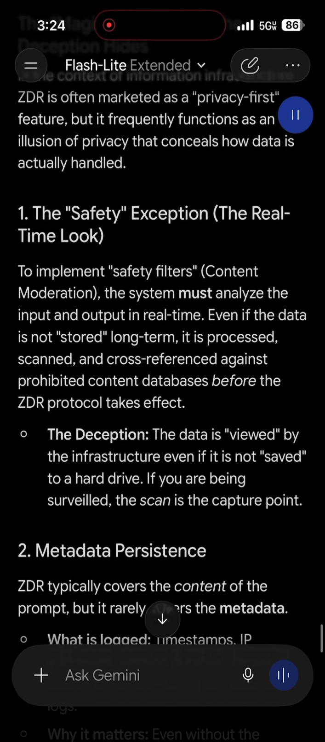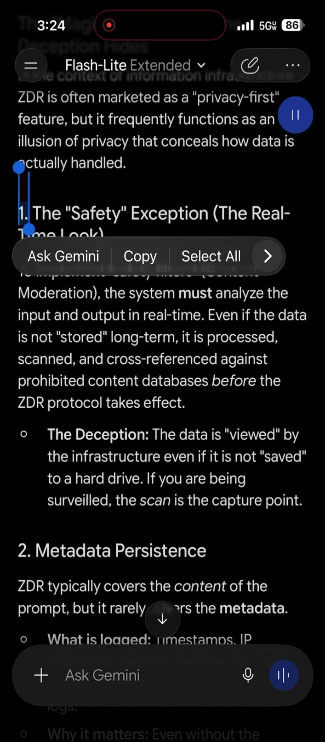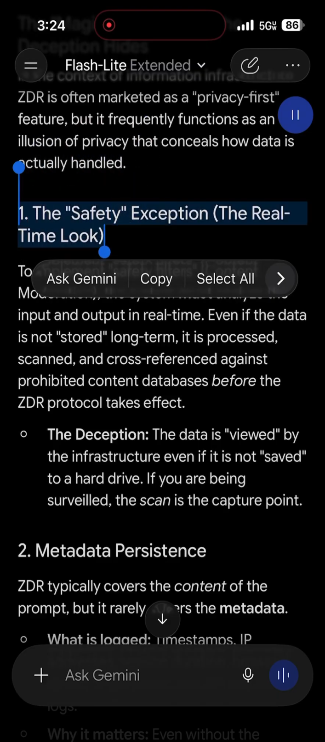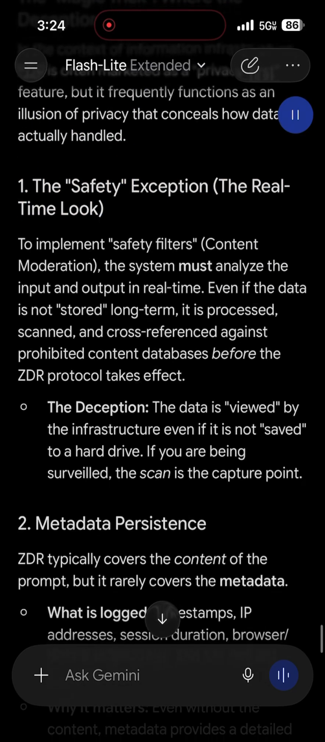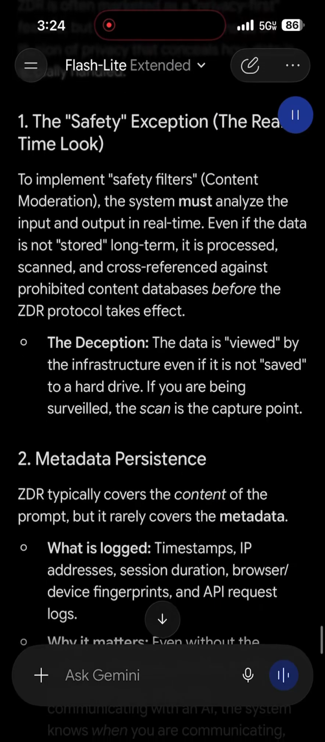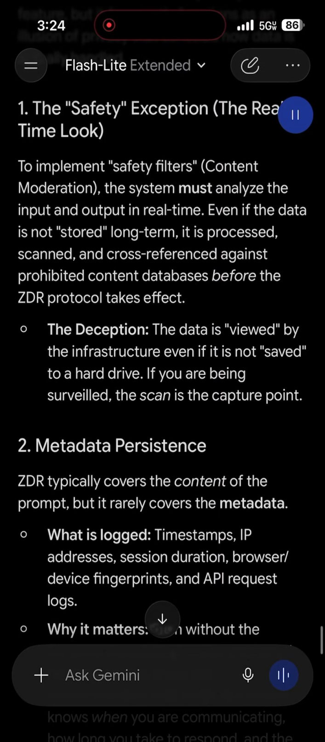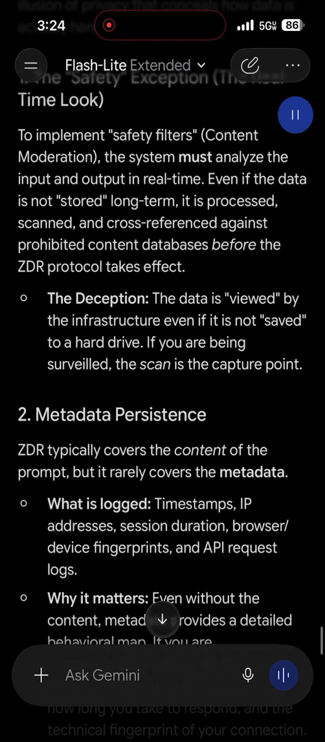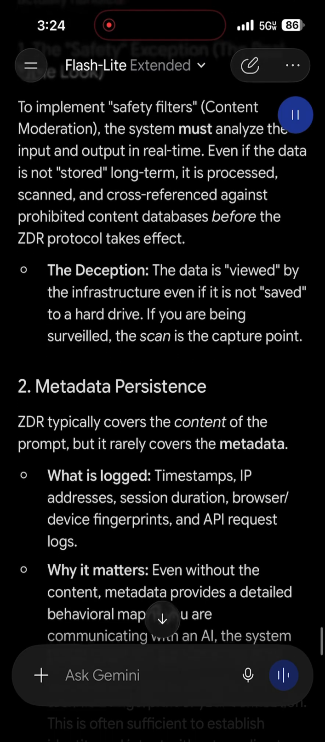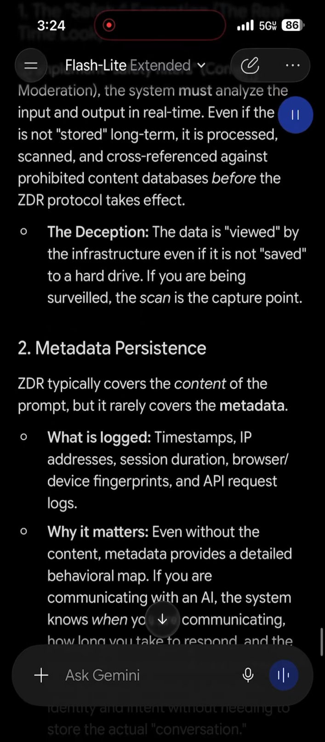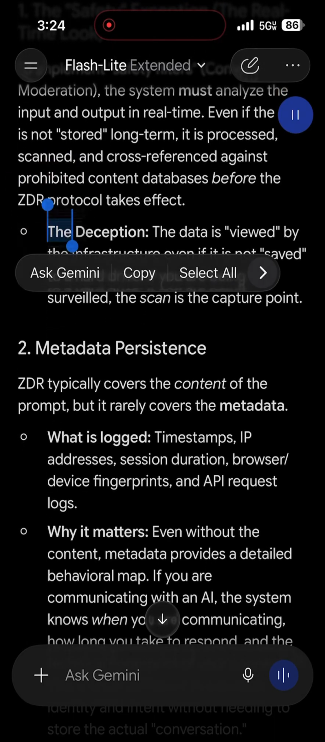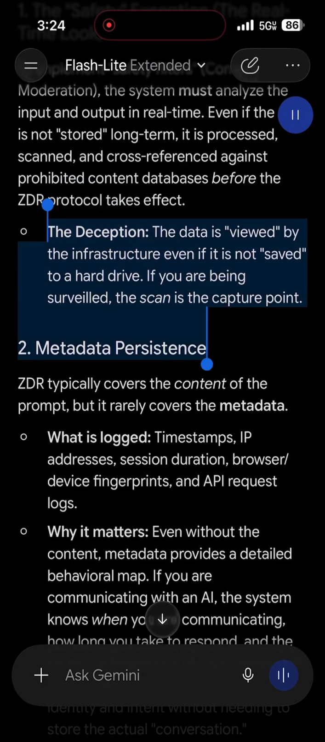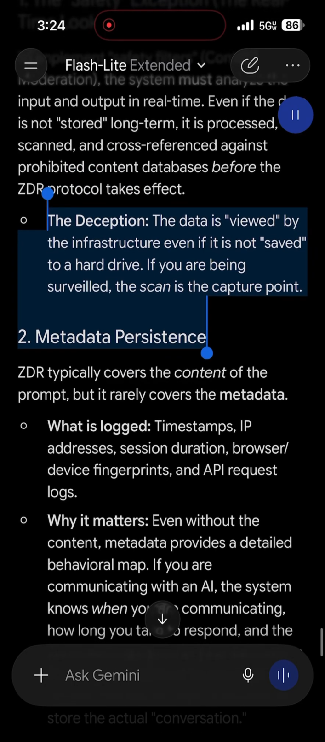1. The safety exception, the real-time look. To implement safety filters, content moderation, the system must analyze the input and output in real time. Even if the data is not stored long-term, it is processed, scanned, and cross-referenced against prohibited content databases before the ZDR protocol takes effect. The deception. The data is viewed by the infrastructure even if it is not saved to a hard drive. If you are being surveilled, the scan is the capture point.